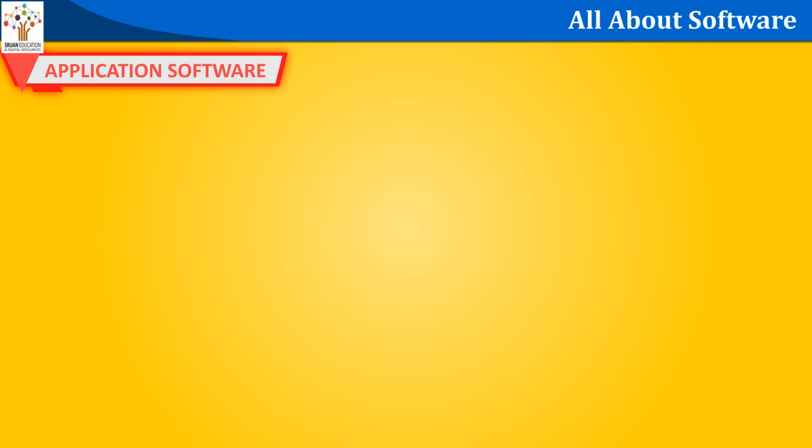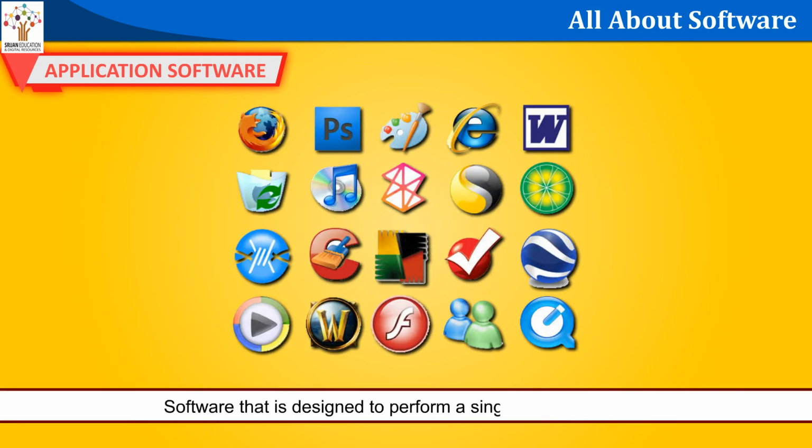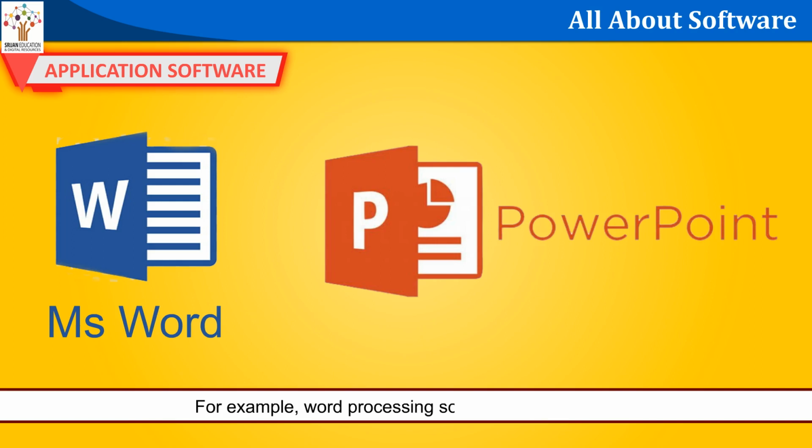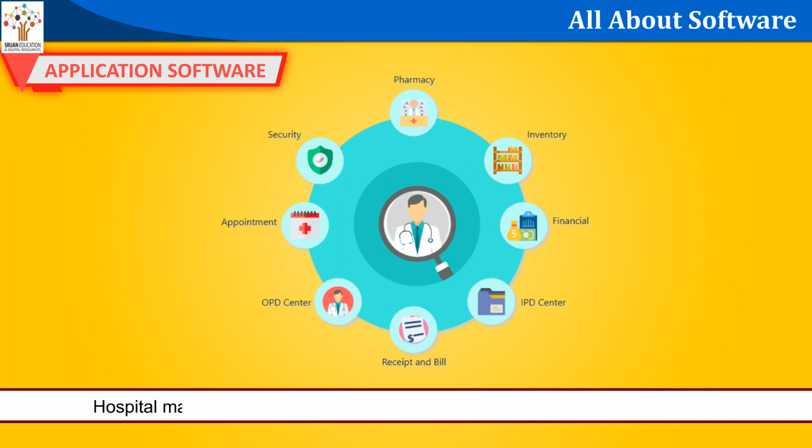Application software. Software that is designed to perform a single specialized task and nothing else is called application software. For example, word processing software like MS Word can only do typing and maintaining documents, and presentation software, for example PowerPoint, can help you make slideshows and nothing else. Hospital management software will manage hospital activities and nothing else. Application software is further divided into two main categories: general purpose application software, and specific purpose application software.